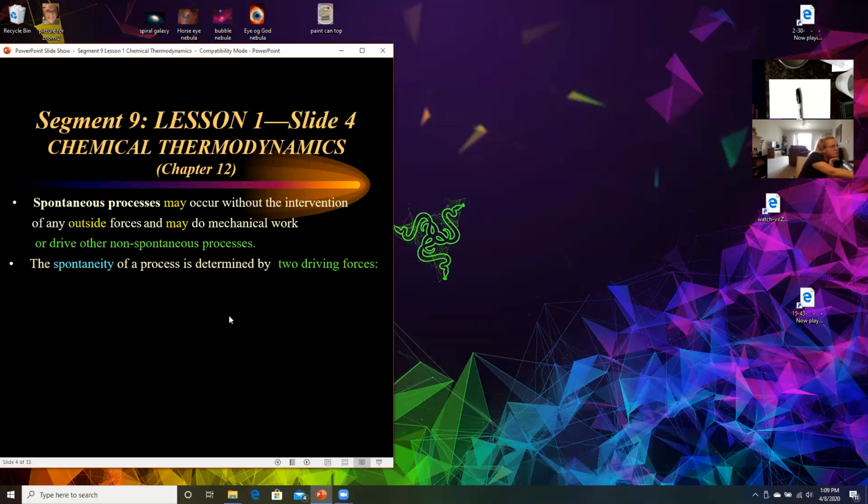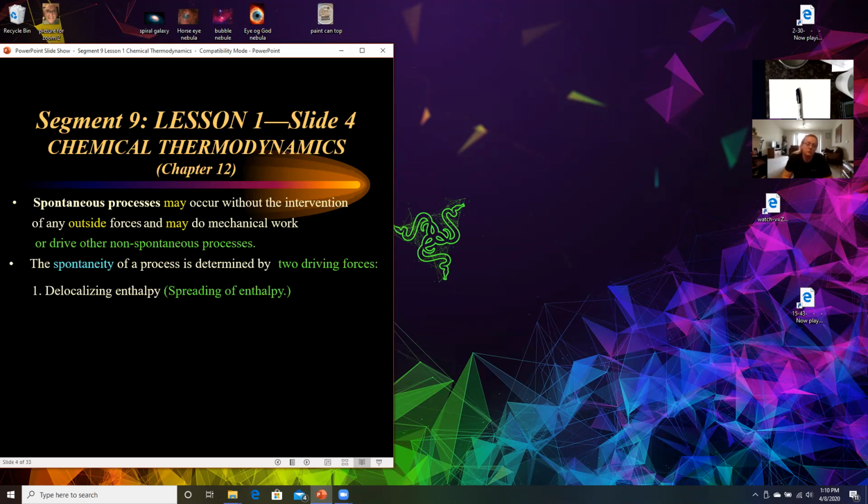Now, there's two basic driving forces that cause a process to be spontaneous. One is you can delocalize enthalpy or spread it out. I've used this many times. I've probably used it with you guys already. This is Pearson's law of stuff. Stuff spontaneously goes from where it is now to where it's not.